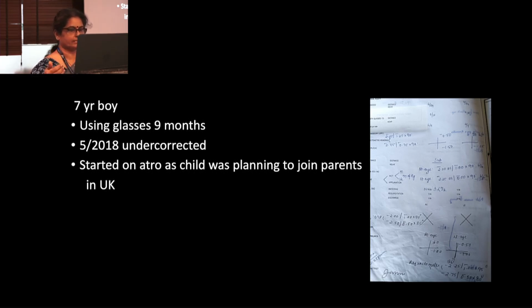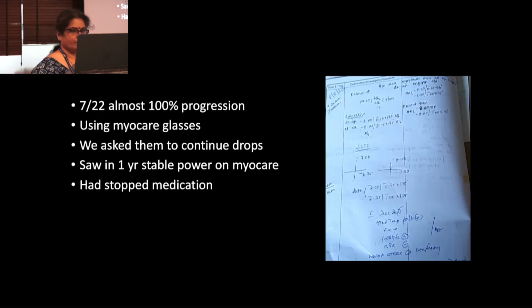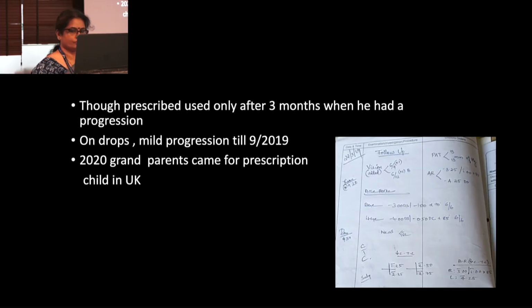Anyway, there was a -1 difference in both eyes. Started on atropine. But the child didn't actually use it. He couldn't go immediately, and though I prescribed it, the grandparents didn't buy it, and they came after 3 months, and in 3 months there was a progression. So they said, okay, we'll use the drops now, and on drops there was a mild progression.